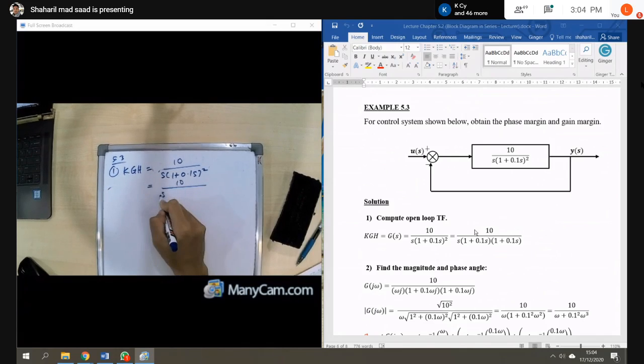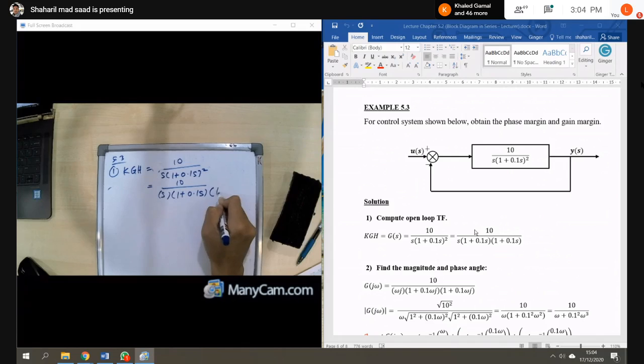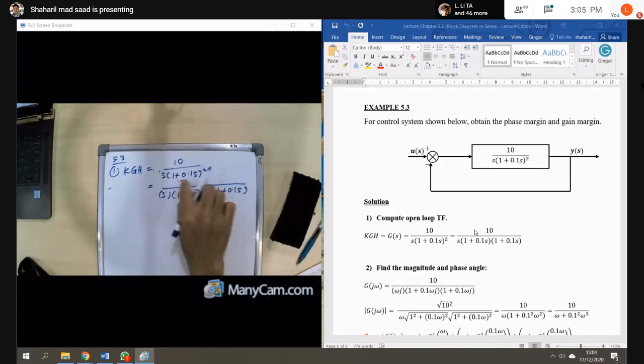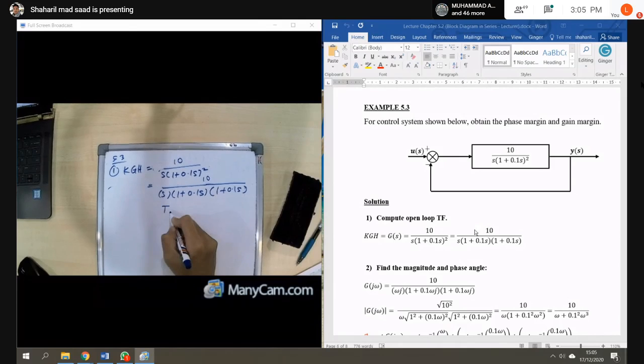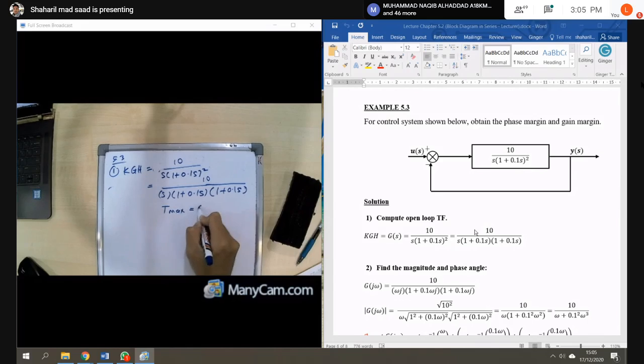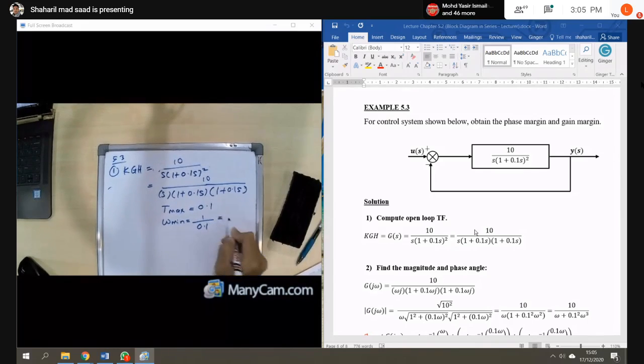10 over s(1 + 0.1s) times (1 + 0.1s), right? So of course you only get T. We can say that T means T max is 0.1. Then you can find the omega, so 1 divided by 0.1 is equal to 10, right? Okay, 10.